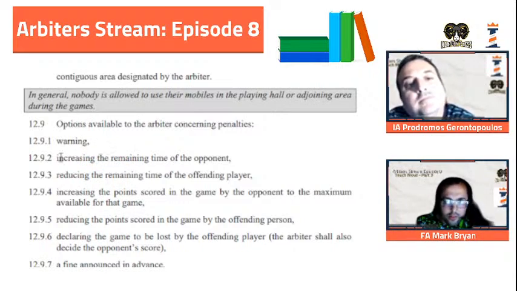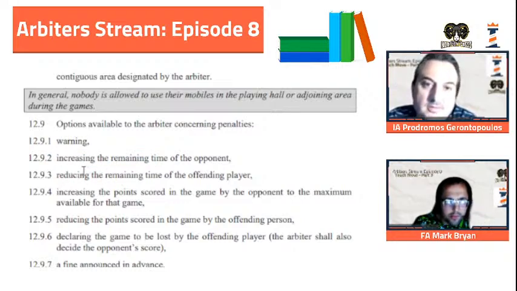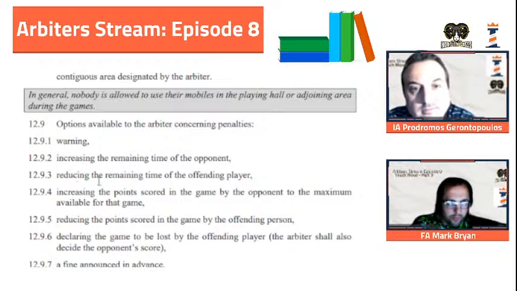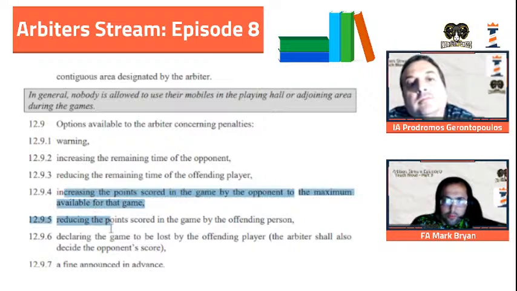Yes, this is usually the situation. Here, I think reducing the remaining time is when the player has kept the clock paused for a very long time. Then I would be reducing the time. And then here, increasing the points, reducing the points, declaring the game lost.